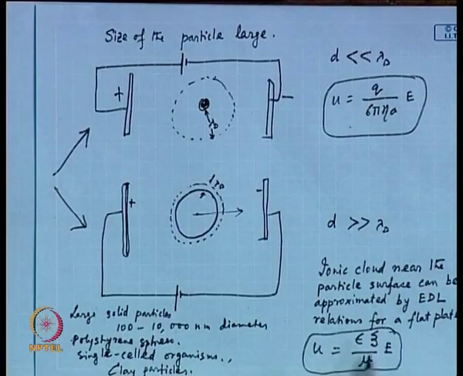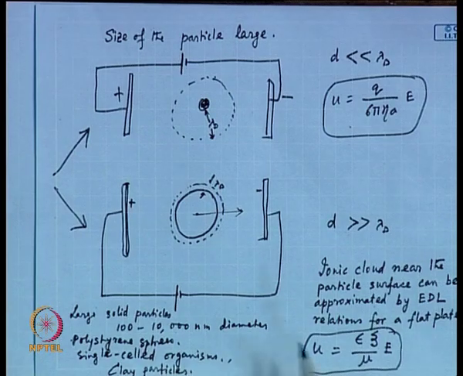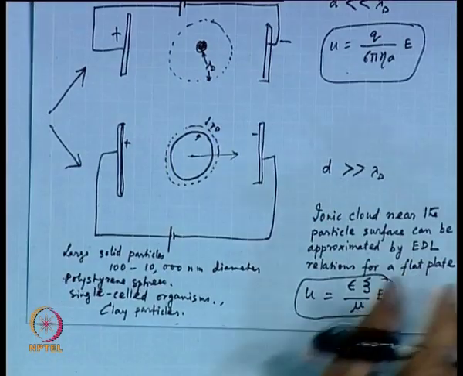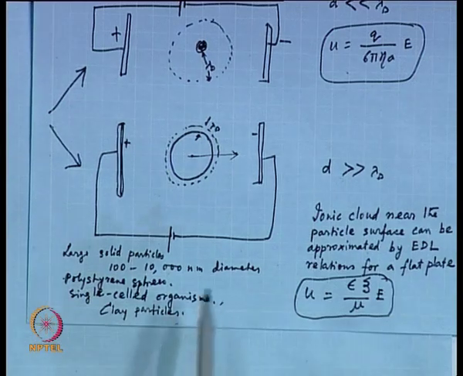So, based on the particle size, suppose you have particles of the same charge but of different sizes, if you are in this regime, you cannot differentiate; this will not help you. That is what it says. But anyway, here we are talking about molecules, and here we are talking about large solid particles, polystyrene spheres, single celled organisms. So, these are a different dimension altogether.